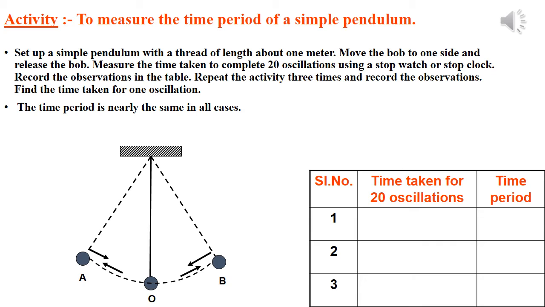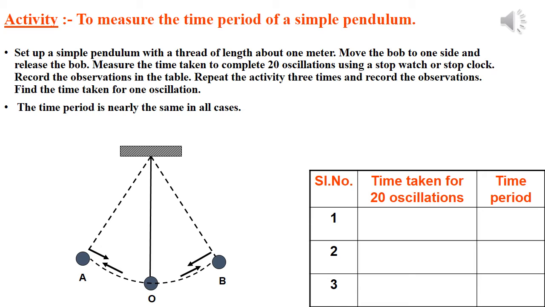Now switch off the nearby fans, okay, because we need to let the bob rest at its mean position. Now mark the position of the bob on the floor below it, so that will be your mean position. Now to set the pendulum in motion, hold the bob gently and move it slightly to one side. Now release the bob from its displaced position gently. Do not push the bob while releasing it.